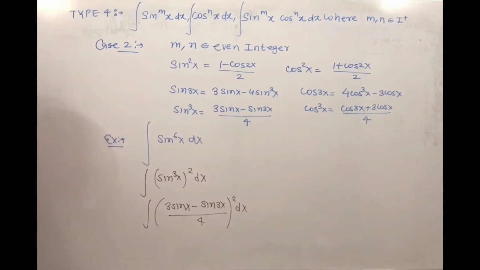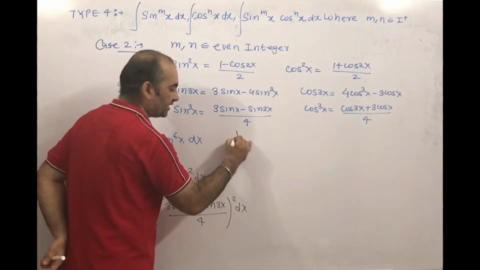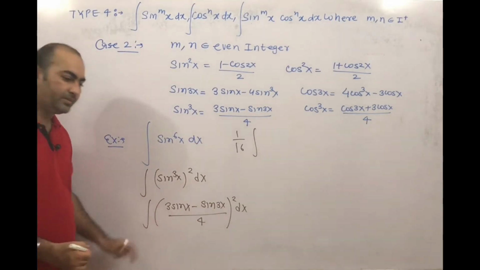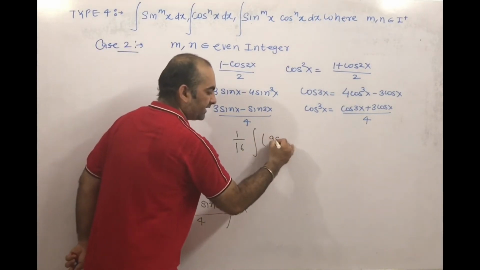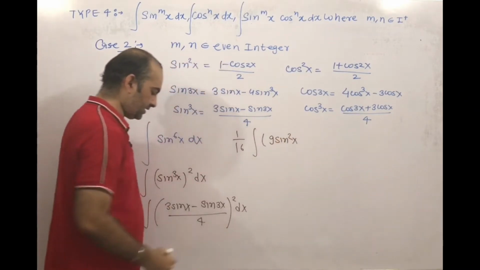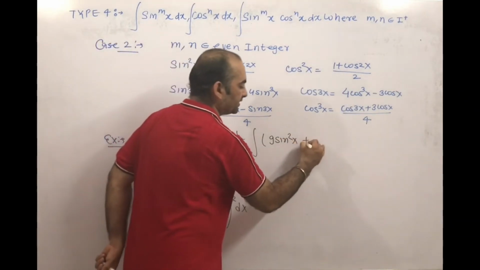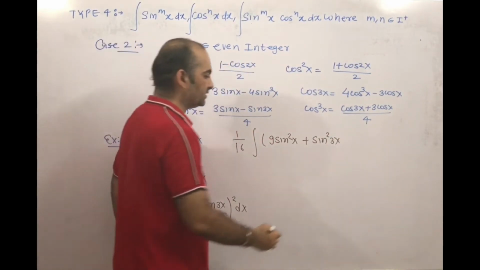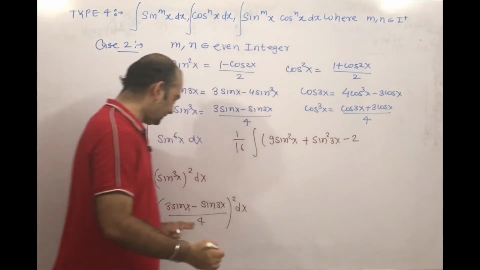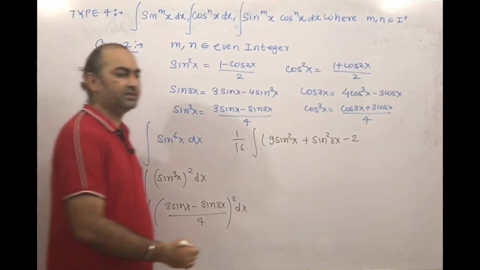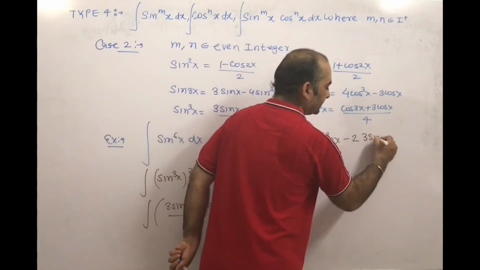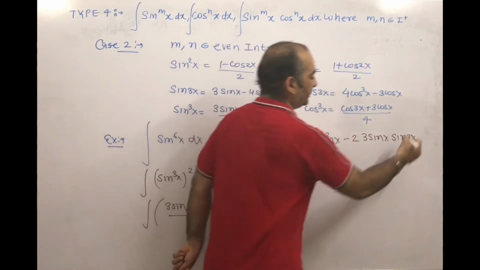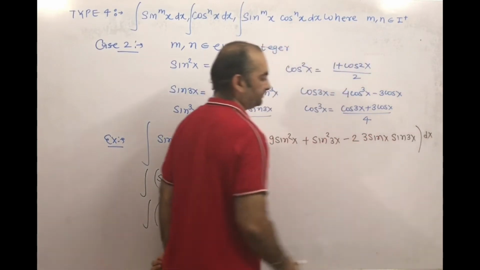So here 1 by 16 comes outside, integration of, and here we will do the square. So what will come here? 9 sine square x plus sine square 3x minus 2 into 3 sine x into sine 3x, dx. This will come.